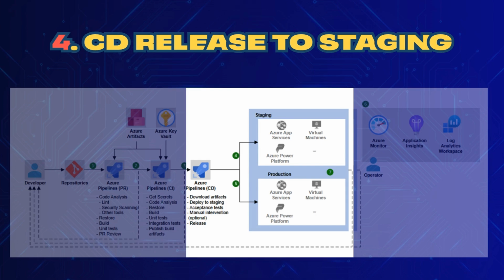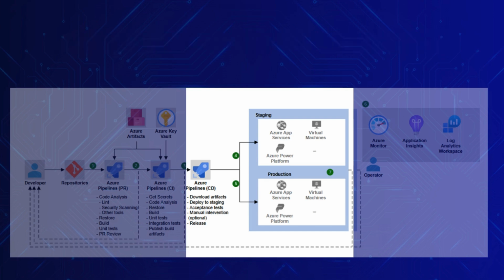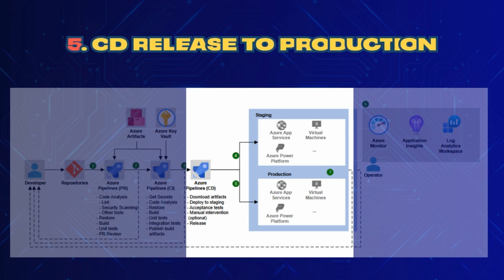If any acceptance test fails, the pipeline ends and the developer will have to make the required changes. If the tests succeed, a manual validation task can be implemented to require a person or group to validate the deployment and resume the pipeline. Next is CD release to production. If the manual intervention is resumed, or there's no manual intervention implemented, the pipeline releases the solution to production.